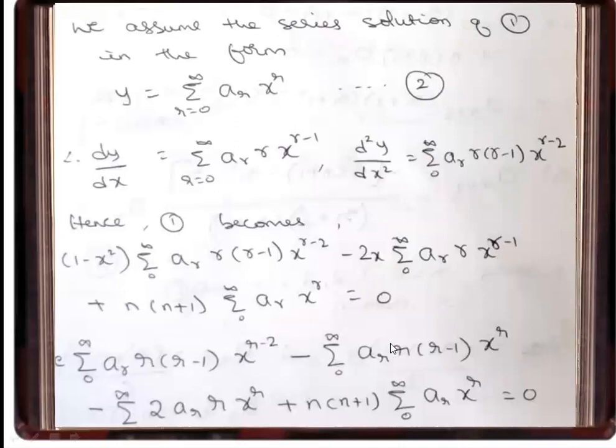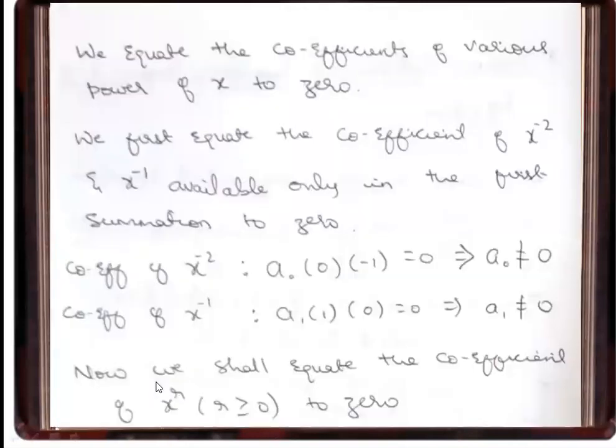Okay, so when you replace r by 0 in the second term, what happens? x to the power 0 you get here, which is nothing but 1. For the third term also you will get x to the power 0, which is 1. For the fourth term also you get x to the power 0. So x to the power minus 2 you get only in the first term. So if you substitute r equal to 0, then you should consider the coefficient of x to the power minus 2 and equate it to 0.